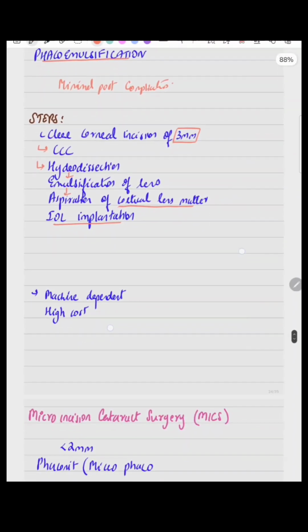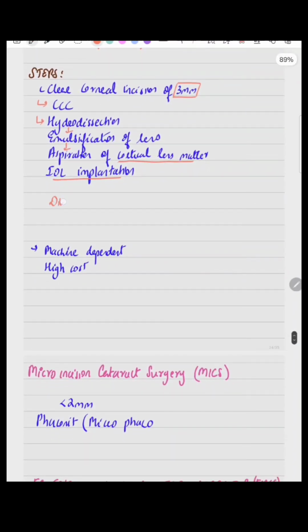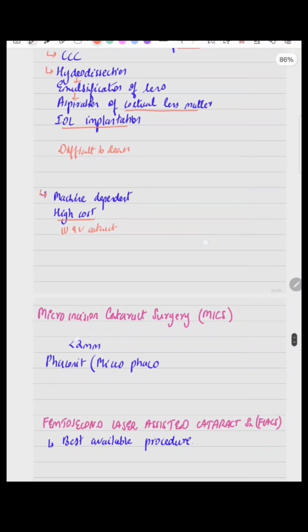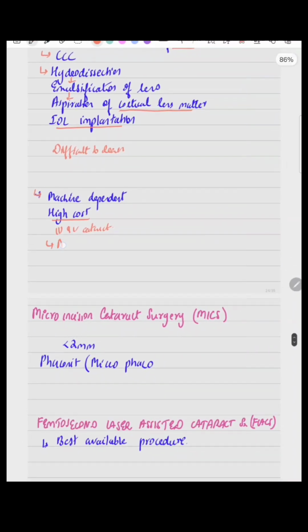The disadvantages: it is difficult to learn, with a long learning curve, machine dependent, high cost, and difficult to deal with grade 4 and 5 cataract. Nuclear drop is a dreadful complication. In spite of a few demerits, phacoemulsification is the preferred method for cataract extraction now worldwide.